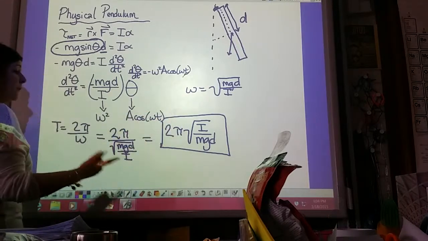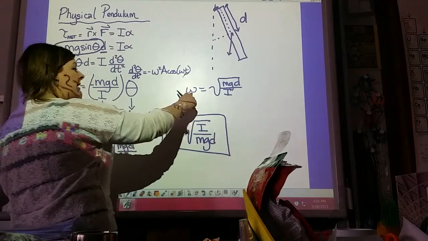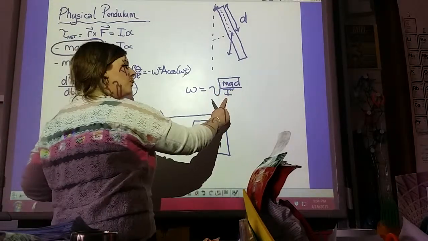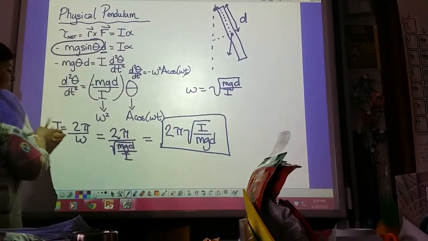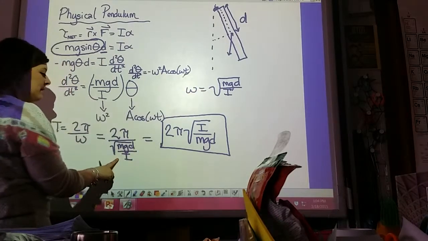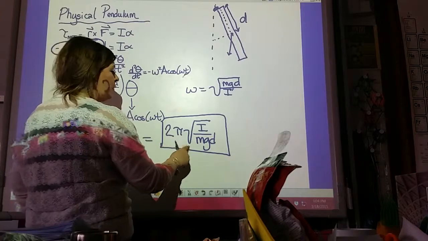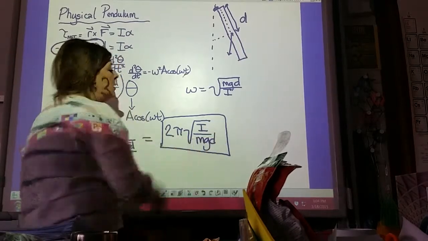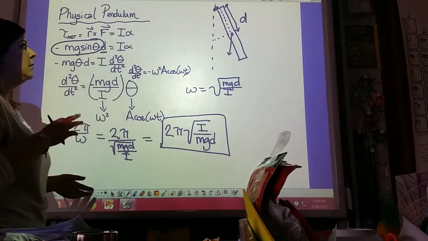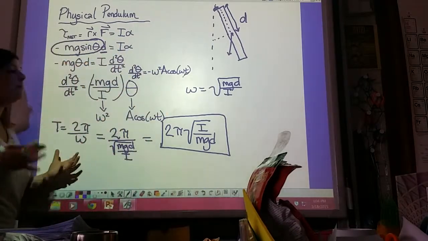If I want to know period, again, period is equal to 2 pi over omega. I need to know what omega is. If omega squared is mgd over I, then omega has to equal the square root of all of that. So T is equal to 2 pi over omega, which equals 2 pi over the square root of mgd over I. I don't like that in the denominator, so I'm left with the period equal to 2 pi times the radical of I over mgd.